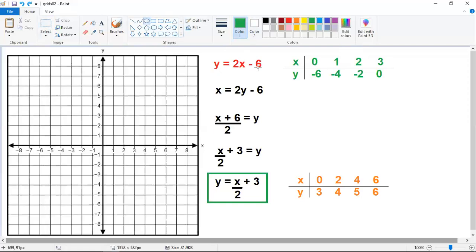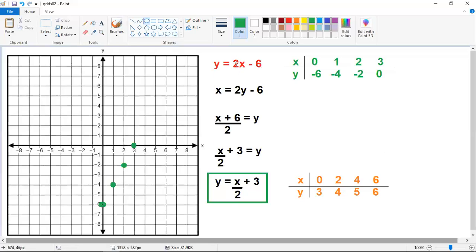So let's plot the first one. When x is 0, y is negative 6. When x is 1, y is negative 4. When x is 2, y is negative 2. When x is 3, y is 0. There you go. Or simply, with mx plus b, we know that negative 6 is the y-intercept. So you've got the negative 6 as the y-intercept.